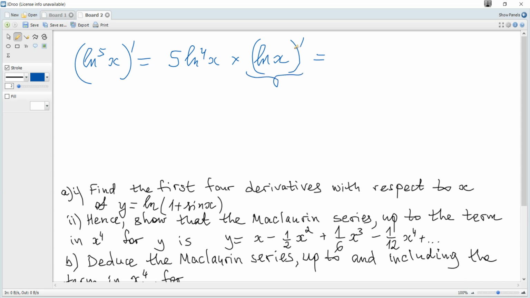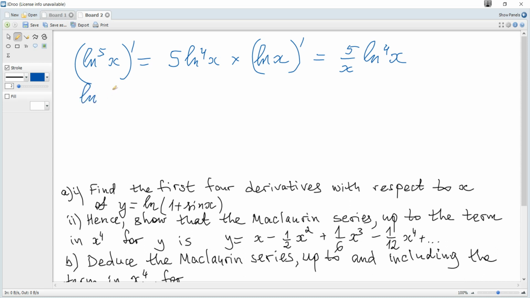it may be a chain rule again, and how to find the derivative is the next problem, but here we can see that it's directly from the table. Ln derivative is 1 over x, so it becomes 5 over x ln to the power of 4 of x.